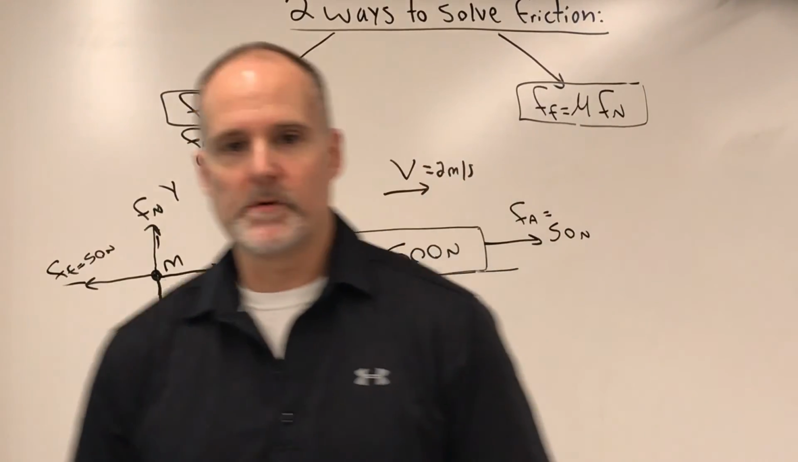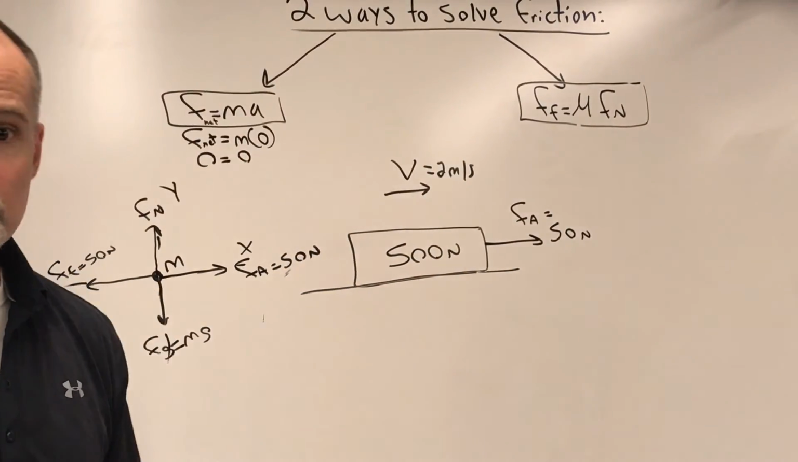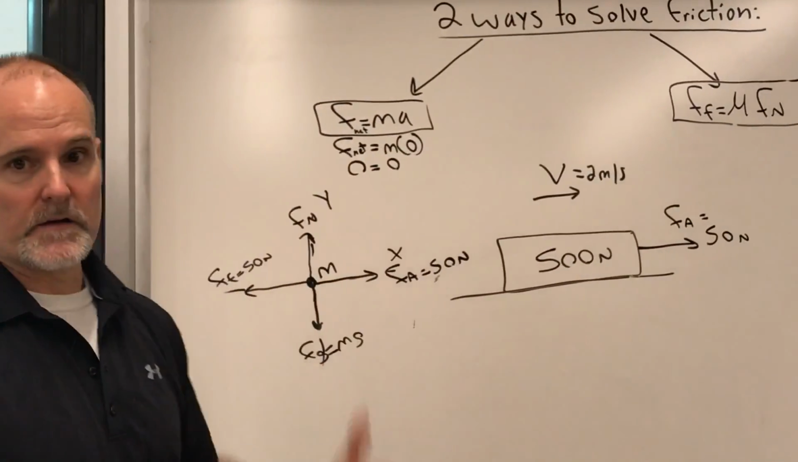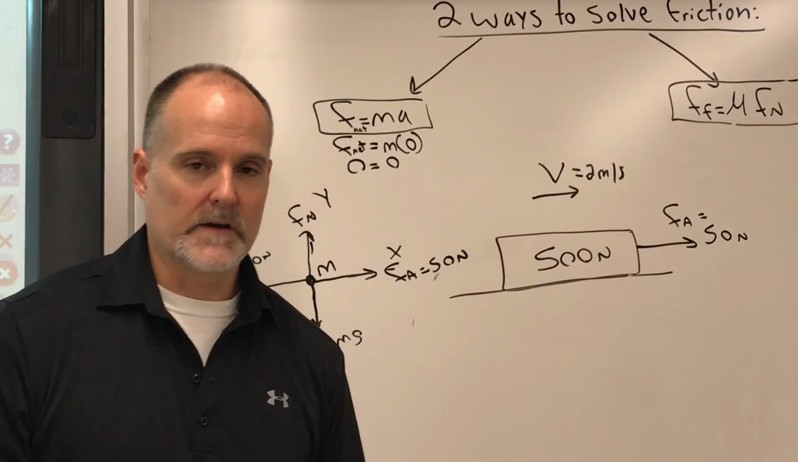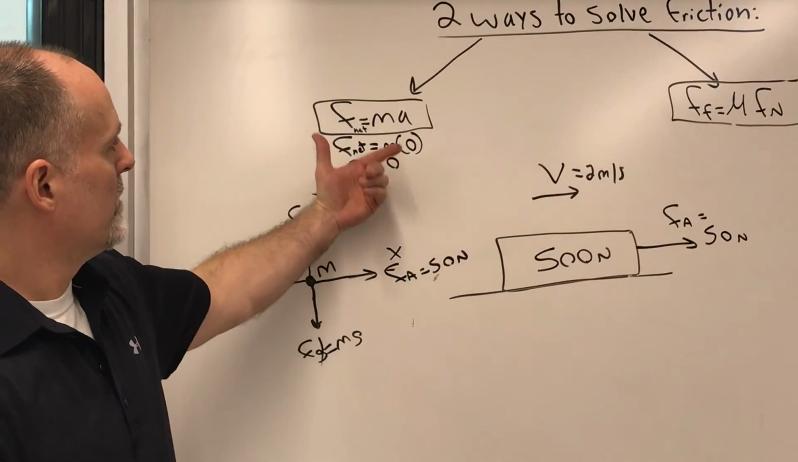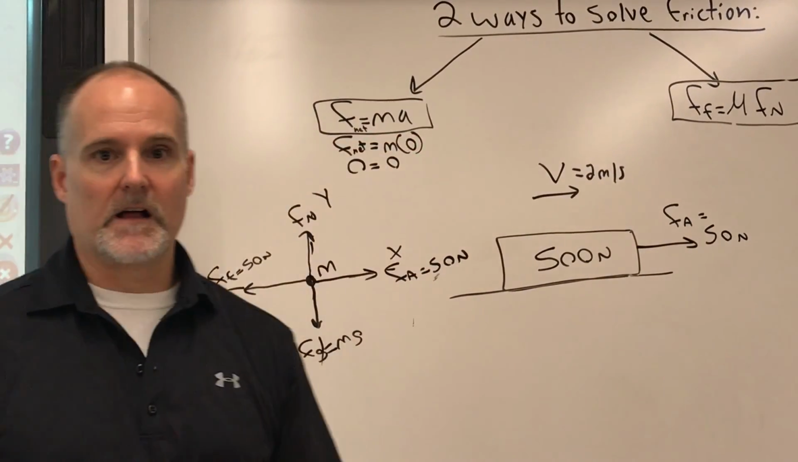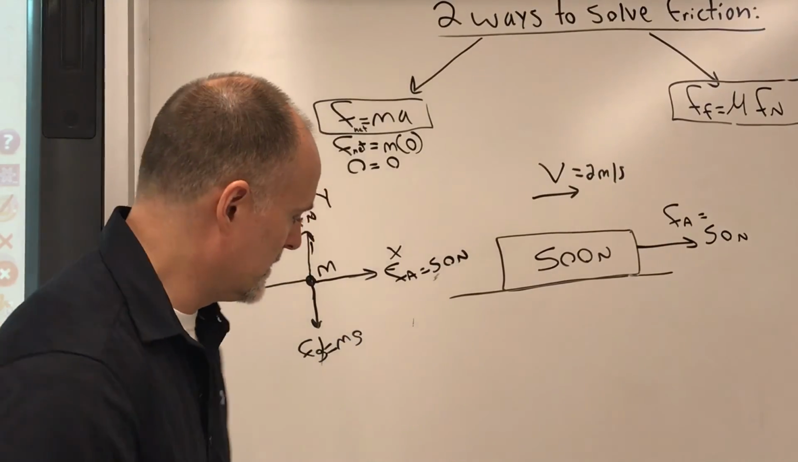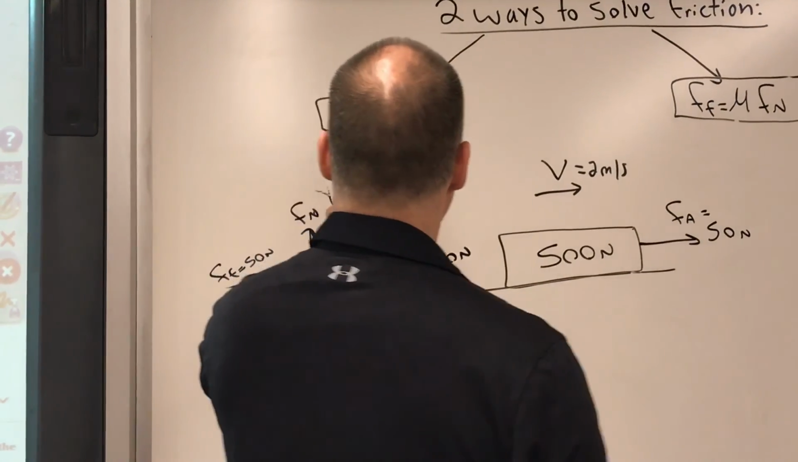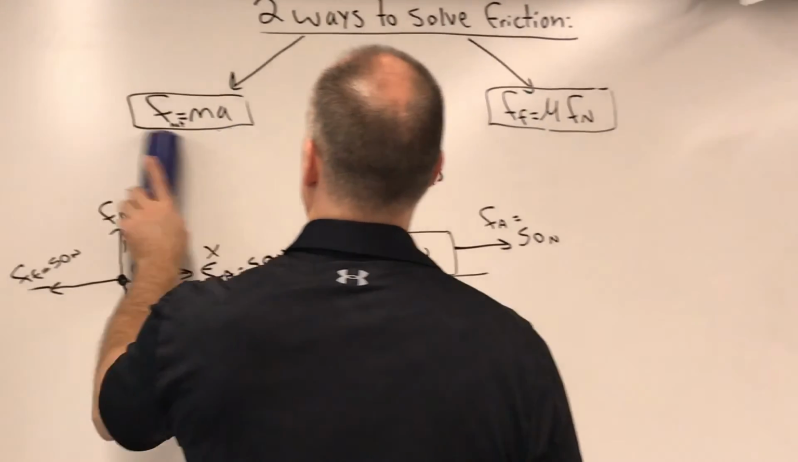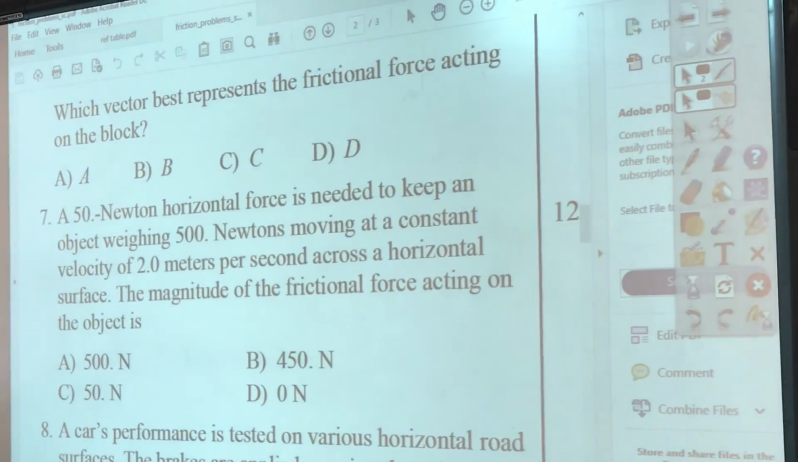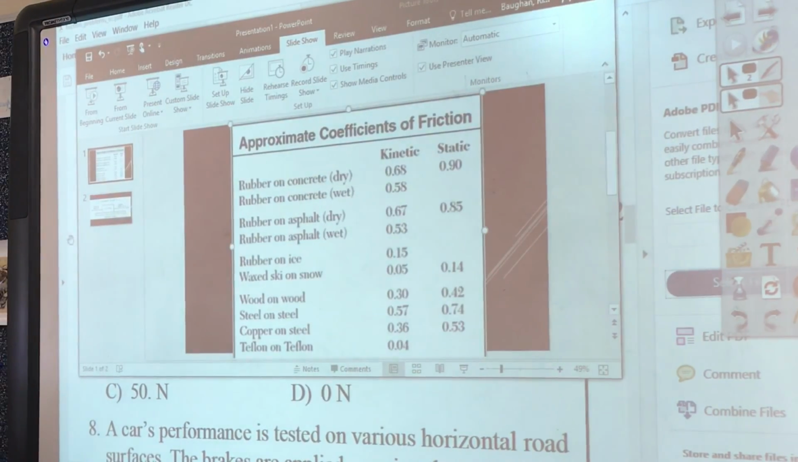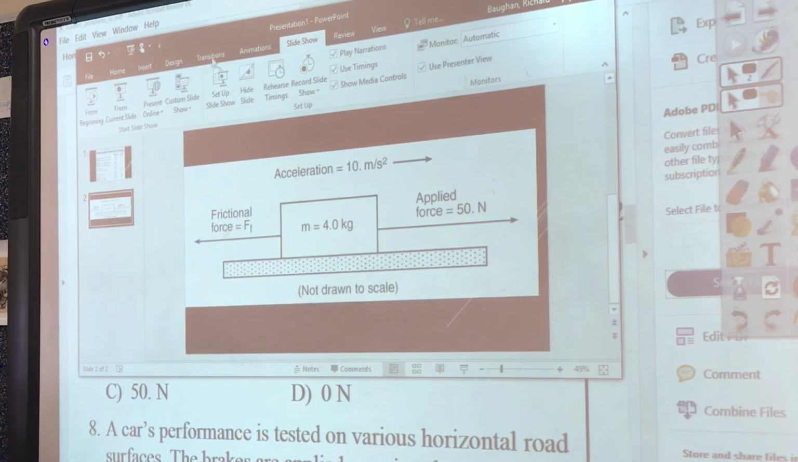So here's one example of where we were able to determine the friction just using Newton's second law. In this case, the object is moving at a constant velocity. Next order of business is we're going to use this method to solve a problem where you're accelerating. So let's take a look at another situation here. We're going to look up on this PowerPoint, and you'll see that the next question is this.